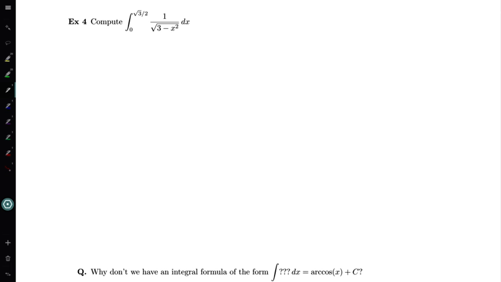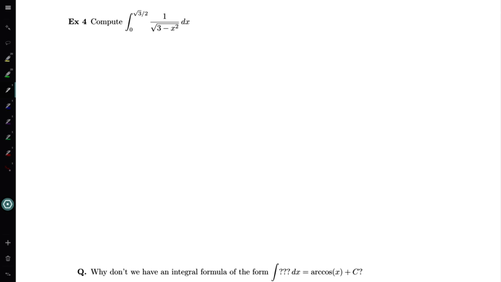Now, of course, arctangent isn't the only inverse trig function out there. There are others that we want to think about integrals related to as well. So let's take a look here at this example 4, where we have the integral from 0 to the square root of 3 over 2 of the function 1 over root 3 minus x squared.